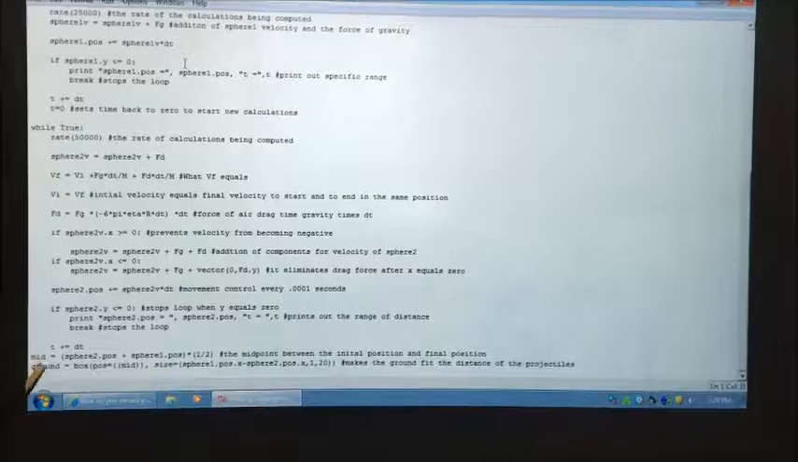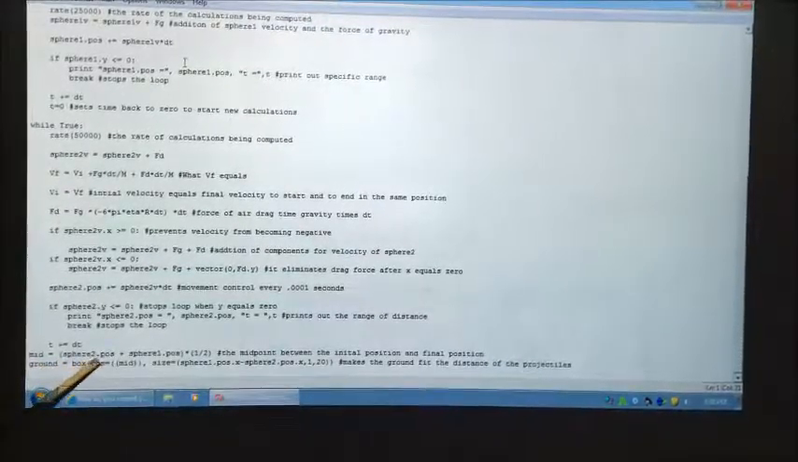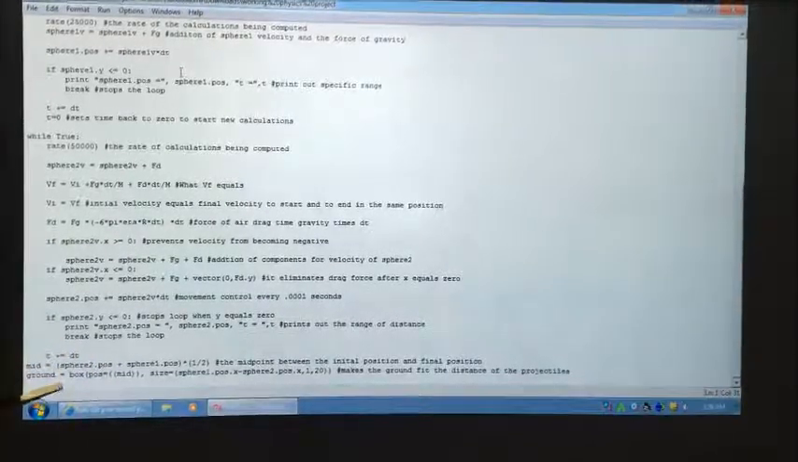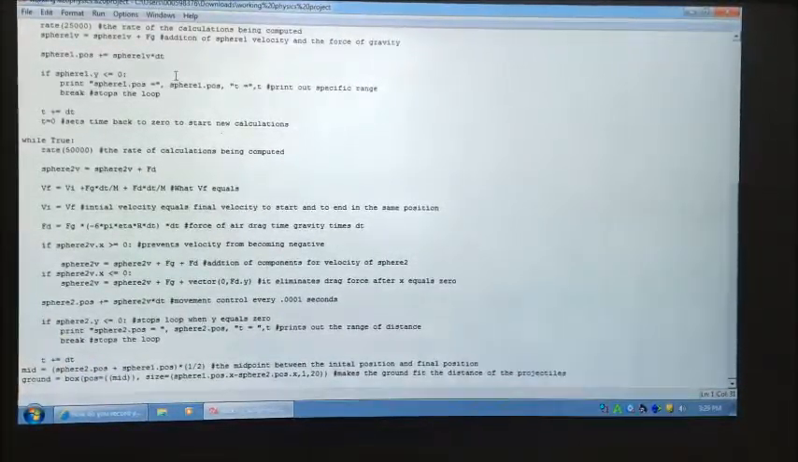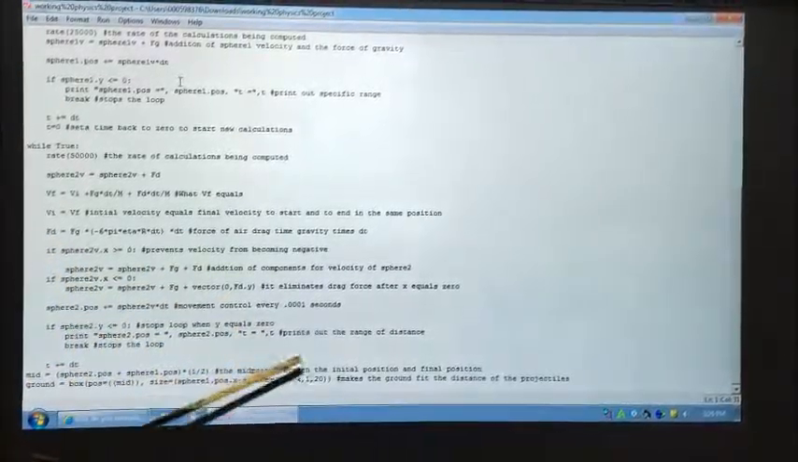And then here we have the mid and the ground. Basically, the mid will be the midpoint between the initial position and the final position, and then the ground is what makes the ground fit the distance of the projectile as it runs the program.